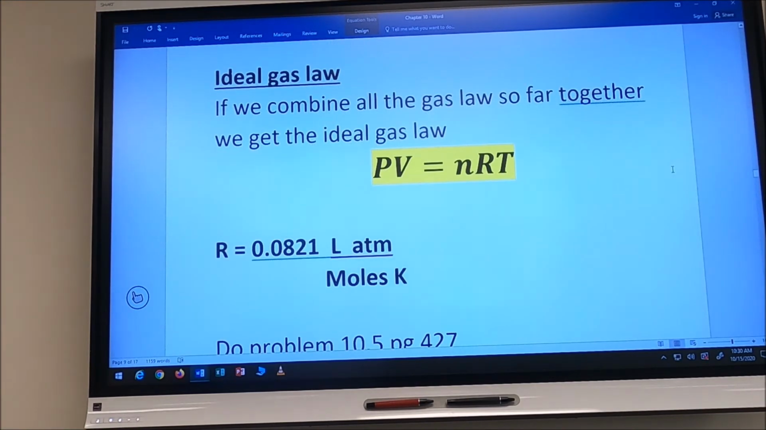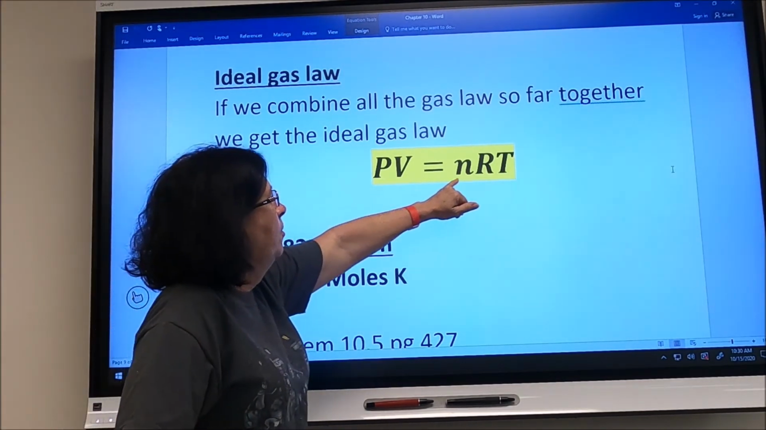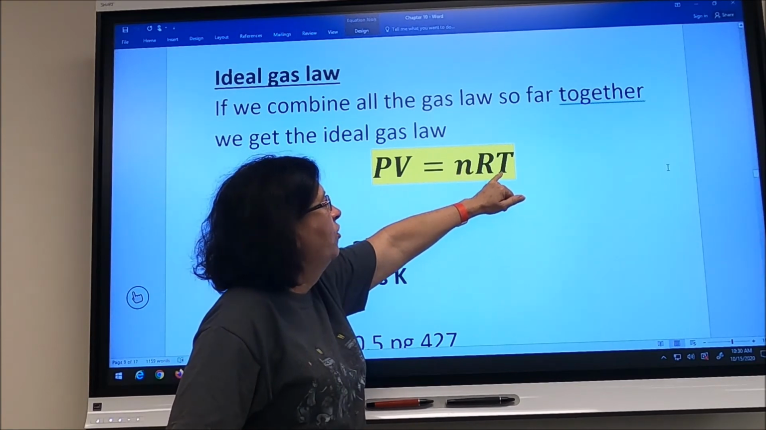Now, if we take Charles's law and Boyle's law and Avogadro's law and we combine them, we get what's called the ideal gas law. Okay? If we combine them, we get the ideal gas law, which is PV equals NRT. Your book goes through the derivation of the ideal gas law from Boyle's law, Charles' law, and Avogadro's law, so I'm not going to do that, especially in this format.